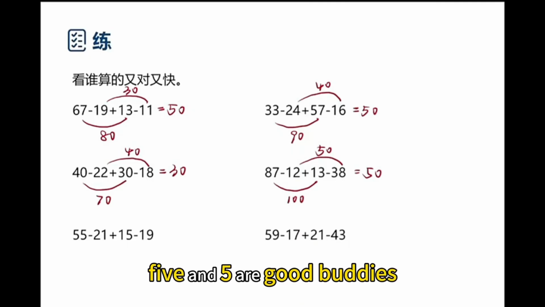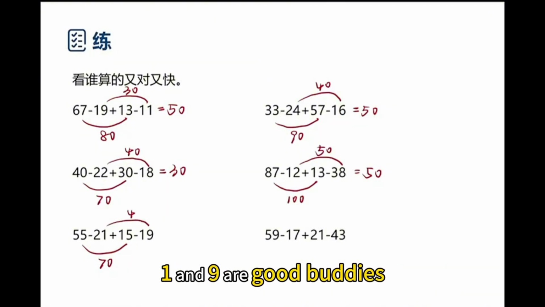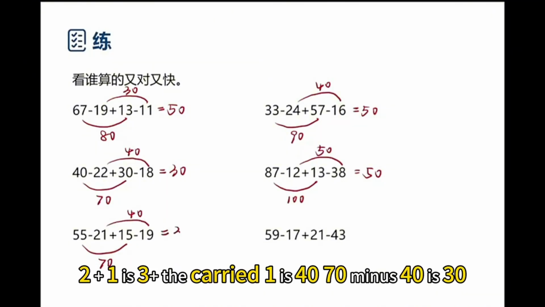The fifth one. 5 and 5 are good buddies. 5 plus 1 is 6. Plus the carried one is 70. 1 and 9 are good buddies. 2 plus 1 is 3. Plus the carried one is 40. 70 minus 40 is 30.